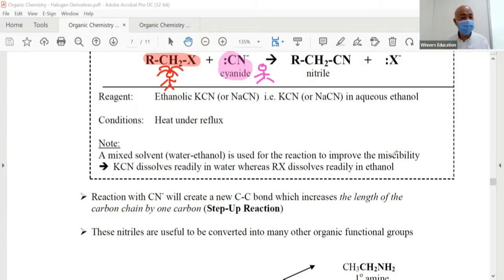What happened is these two don't mix. The problem is they're immiscible with each other. They don't mix well, don't come together well enough. Because why? Because there is no favorable interaction to get them together.